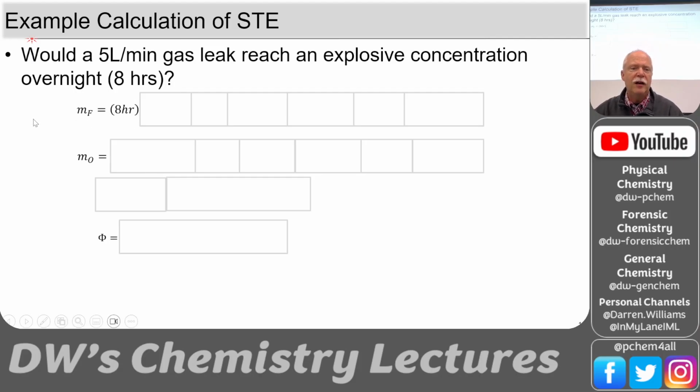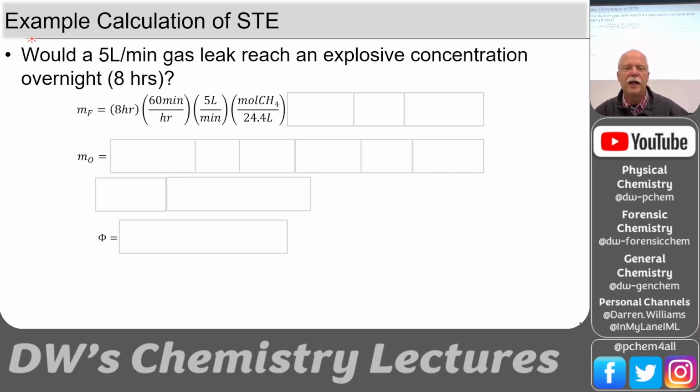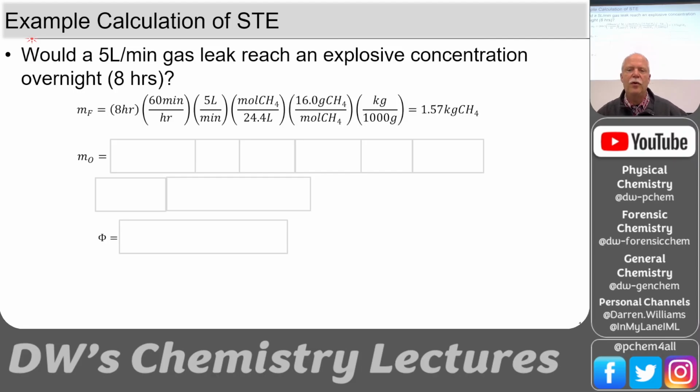So we have 8 hours. We've got to make some assumptions here. At 60 minutes per hour, that's not an assumption, that's exact. 5 liters per minute is our leak. And so this will give us 24.4 liters per mole of methane. That's the volume of 1 mole of methane at room temperature. And then we've got the molar mass of methane, and we convert it to kilograms because we're dealing with a pretty large amount of methane. So we have 1.5 kilograms of methane in 8 hours.